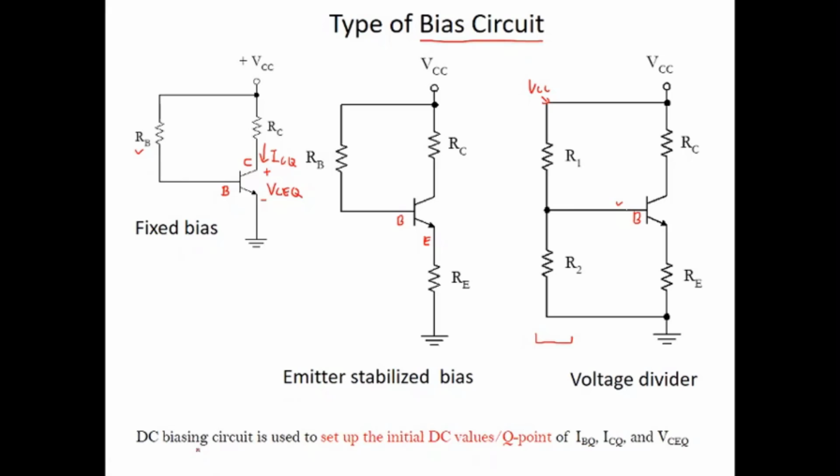So what is a bias circuit? A bias circuit is used to set up the initial DC value of the Q point. The DC value of the Q point actually refers to the base current IBQ, collector current ICQ, and VCEQ, the collector emitter voltage.